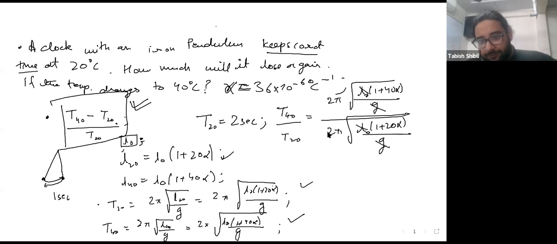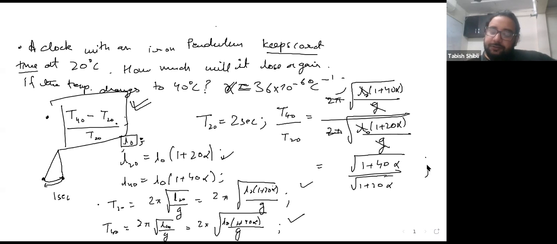L naught हो गया. 2 pi goodbye. Okay, what is left? You have square root of 1 plus 40 alpha divided by square root of 1 plus 20 alpha. How to simplify this further? Well, one realizes again that alpha is very small. So again, you can binomially expand things. How do you binomially expand things?